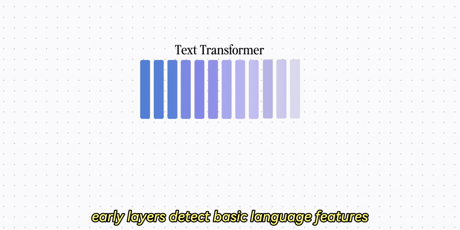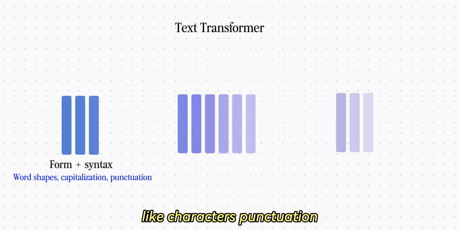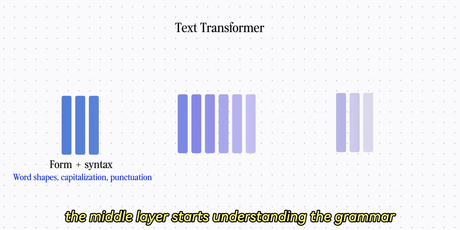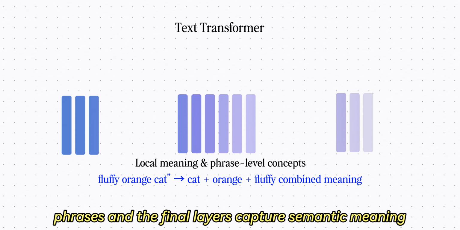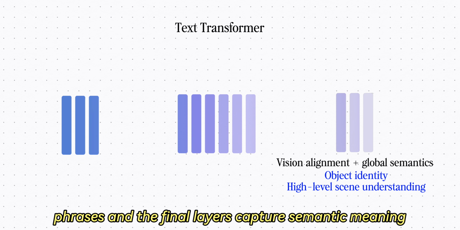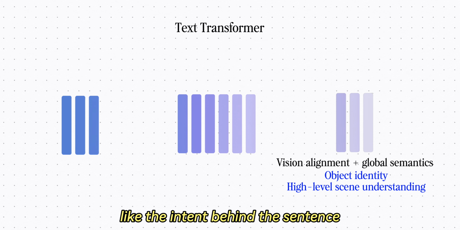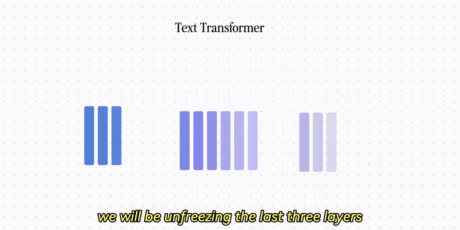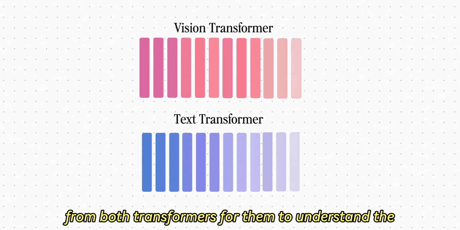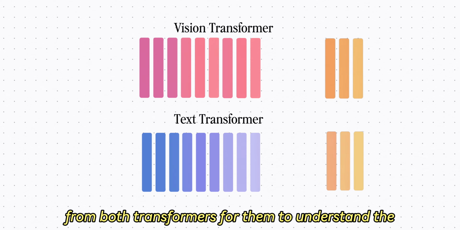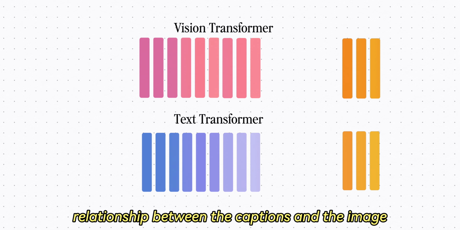And on the text side, early layers detect basic language features like characters and punctuation. The middle layers start understanding the grammar and phrases, and the final layers capture semantic meaning, like the intent behind the sentence. And for our project, we will be unfreezing the last three layers from both transformers for them to understand the relationship between the captions and the image.